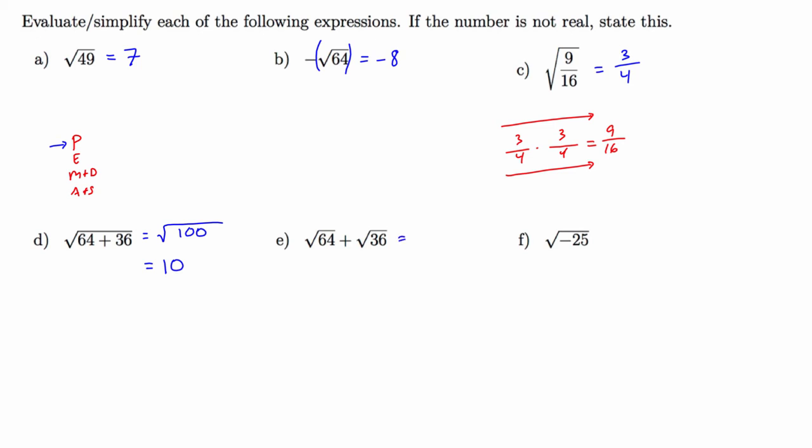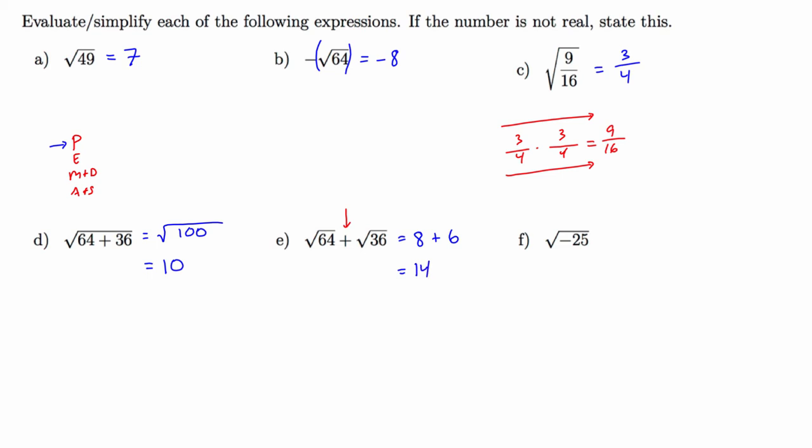significantly different. Again, we need to take care of a radical first because it is a grouping symbol, and so here we must take care of both root 64 and root 36 before we do the addition. The principal square root of 64 is 8, and the principal square root of 36 is 6. Because the addition given in Part E was outside of the radical, it will need to be taken care of after the radicals themselves. And now that we have evaluated the radicals, we can take care of the addition. 8 plus 6 is 14.